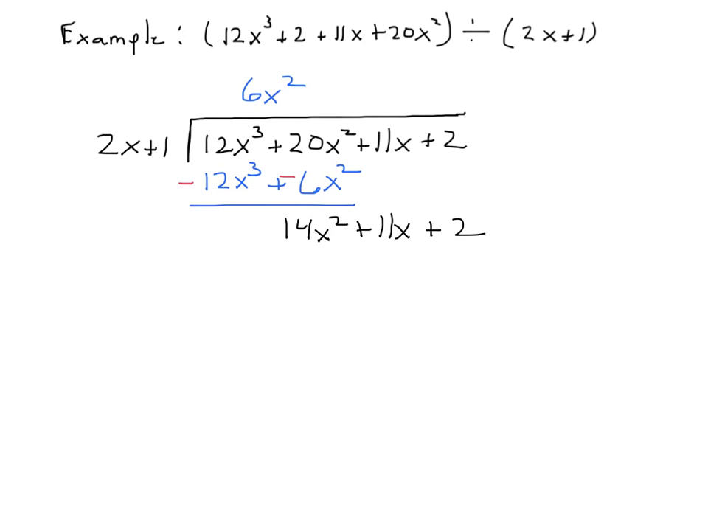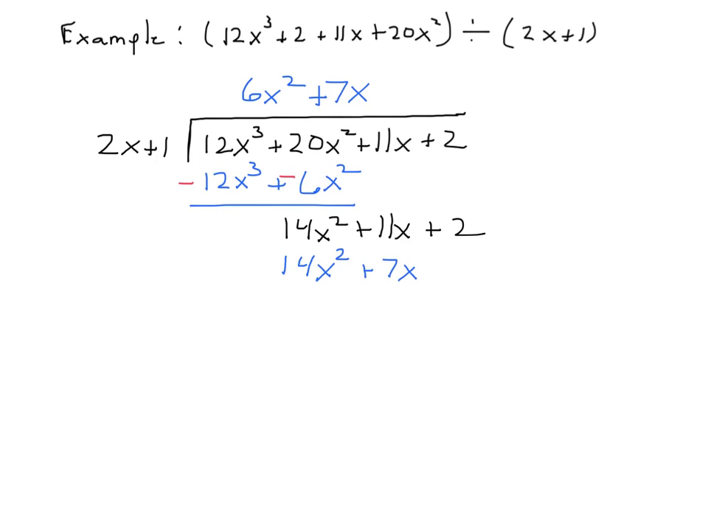Now, at this point, we start this whole problem exactly the same way we just did. We take the 2x, and I have to ask myself, what do I have to do to 2x to make it look exactly like 14x squared? Well, the answer is I have to multiply it by 7x. So I'm just going to put plus 7x up here. And when I multiply 7x times the 2x plus 1, I am going to get 14x squared plus 7x.